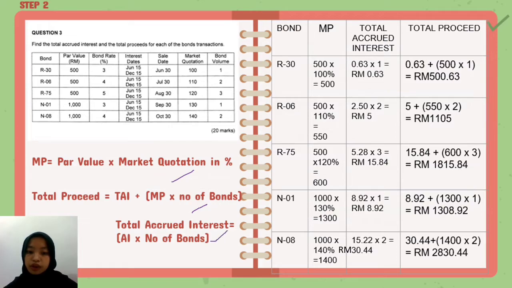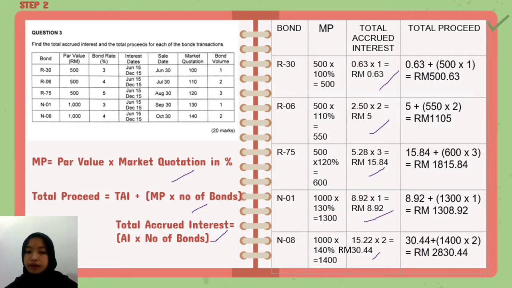For total accrued interest, R30 equals 63 cents. For bond R06, 5 ringgit. R75, 15 ringgit 84 cent. N01, 8 ringgit 92 cent. And for bond N08, 30 ringgit 44 cent.